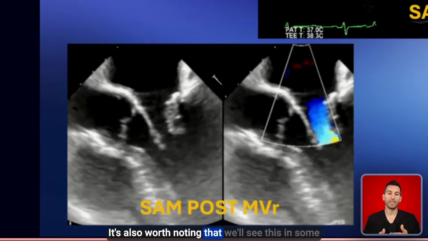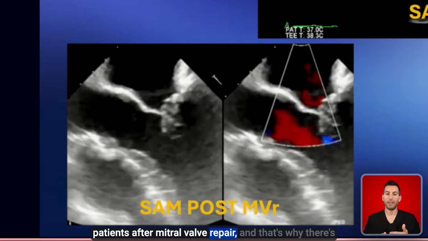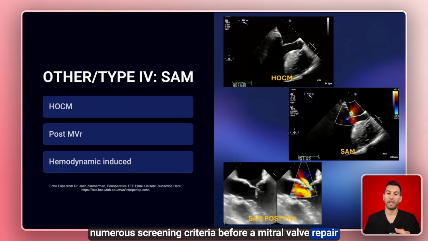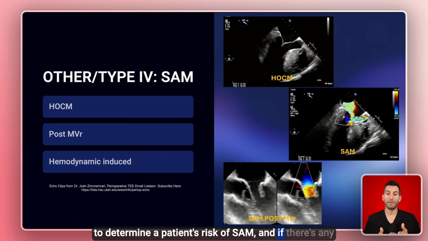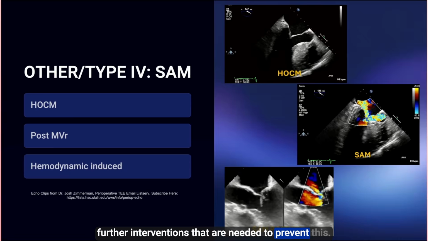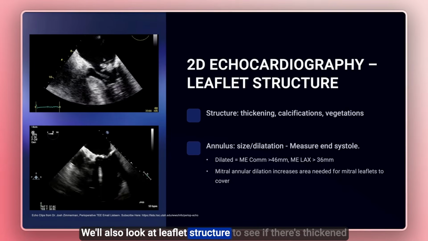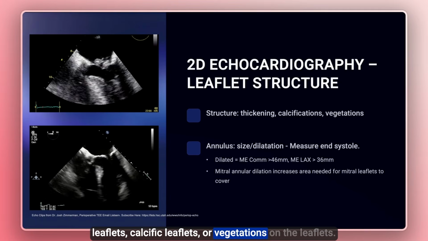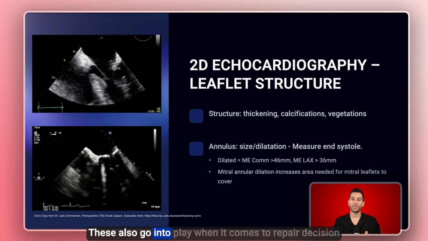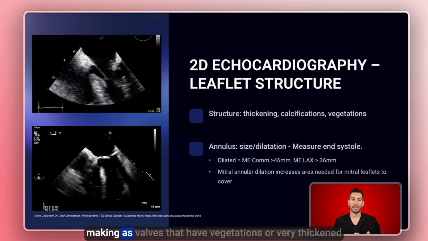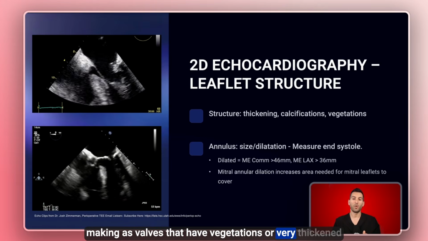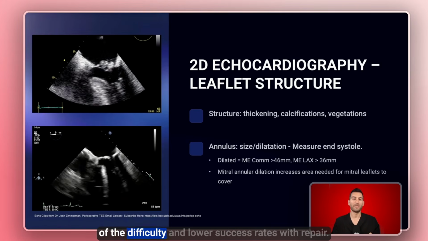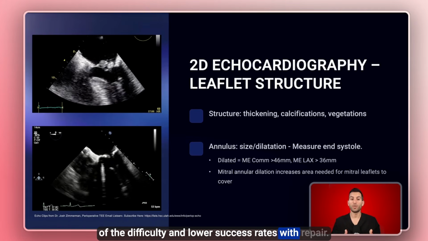It's also worth noting that we'll see this in some patients after mitral valve repair, and that's why there's numerous screening criteria before a mitral valve repair to determine a patient's risk of SAM and if there's any further interventions that are needed to prevent this. We'll also look at leaflet structure to see if there's thickened leaflets, calcific leaflets, or vegetations on the leaflets. These also go into play when it comes to repair decision making. As valves that have vegetations or are very thickened or calcific, you're much less likely to repair because of the difficulty and lower success rates with repair.